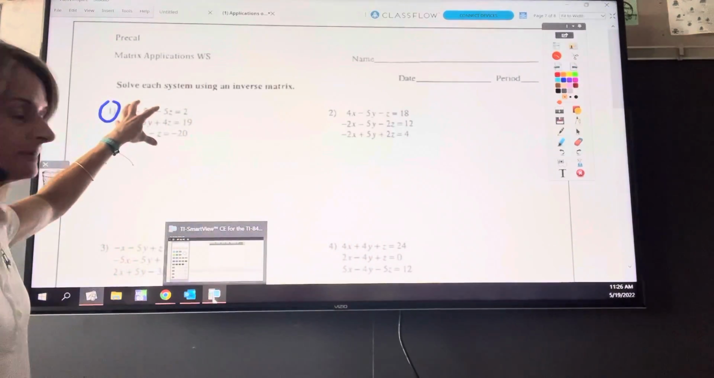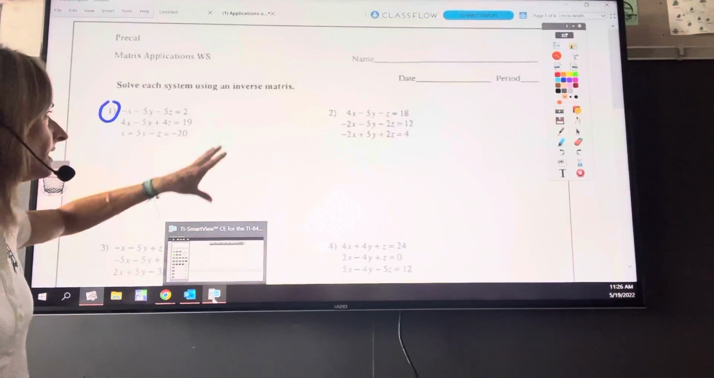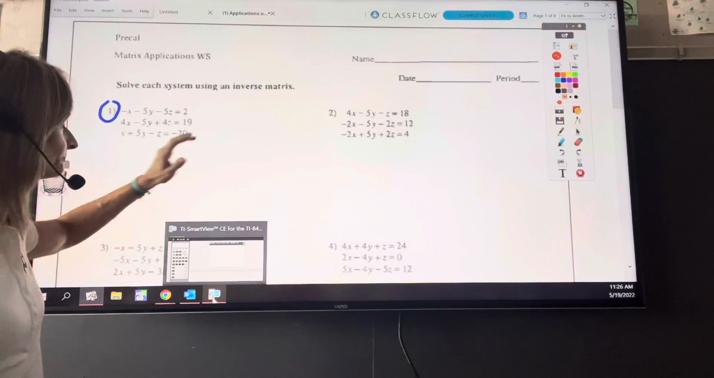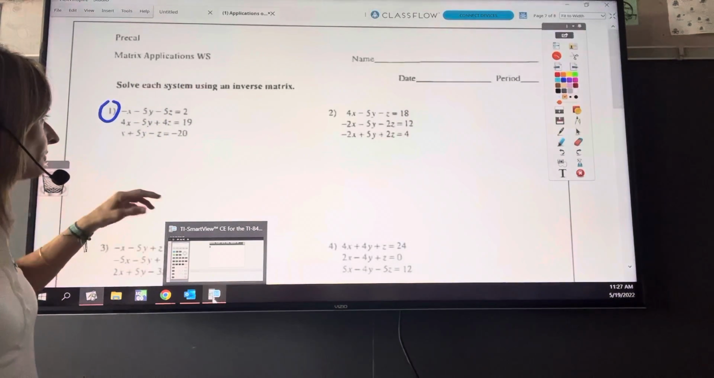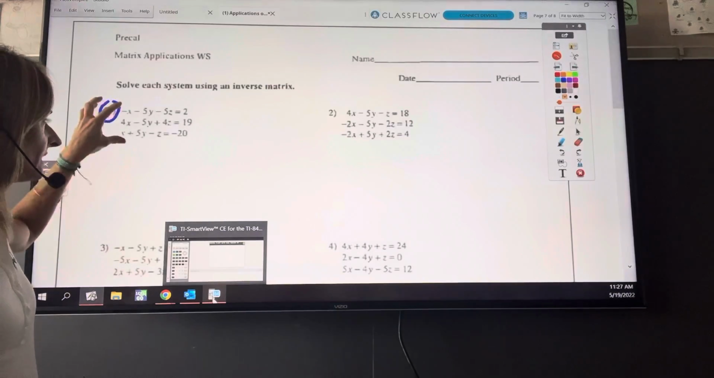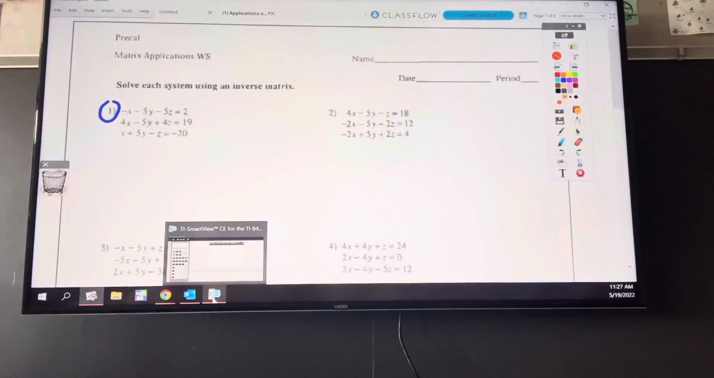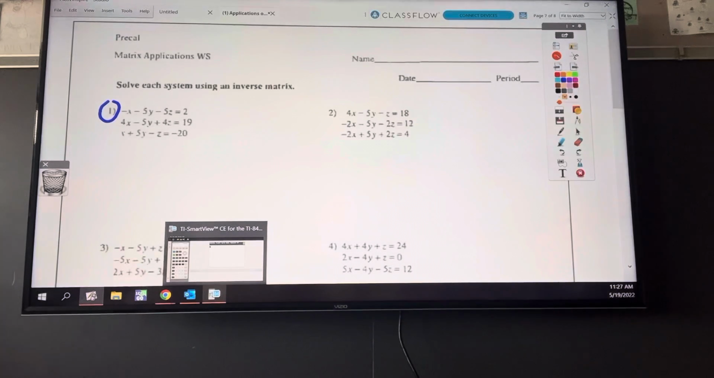So A will be a 3 by 3. And B will be a 3 by 1, 3 rows, 1 column. And then I'm going to multiply the inverse of A times B, and that will give us the answer, just like we did last class. So let's start.